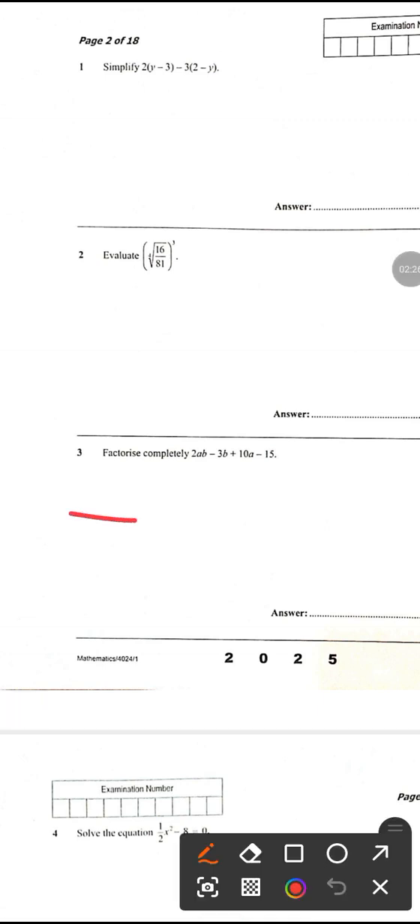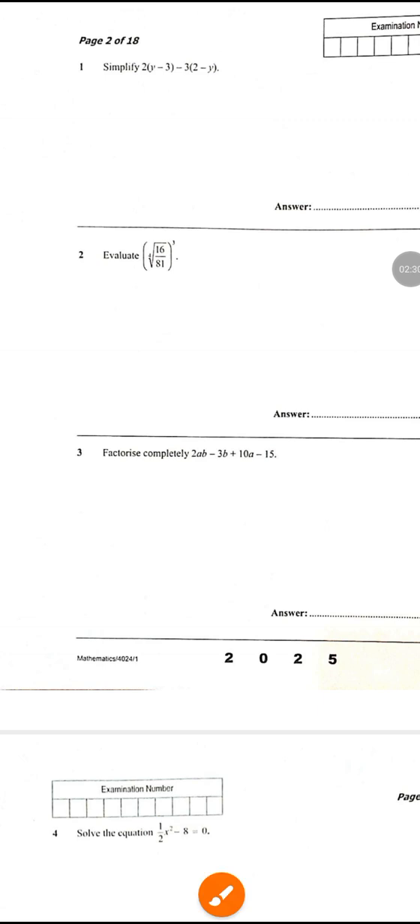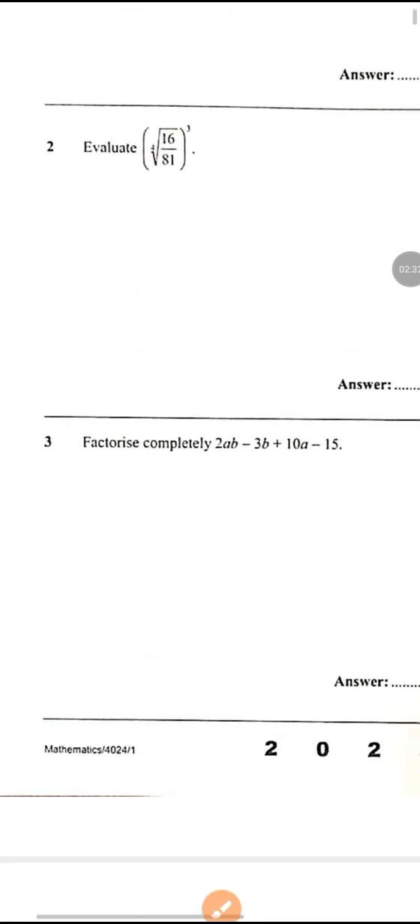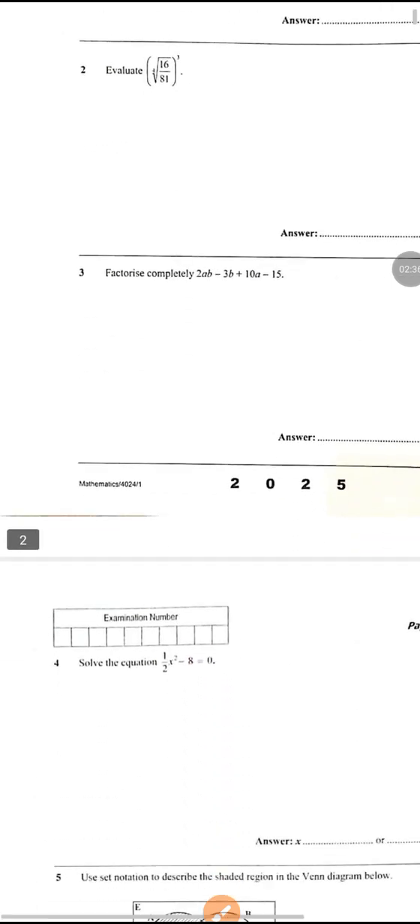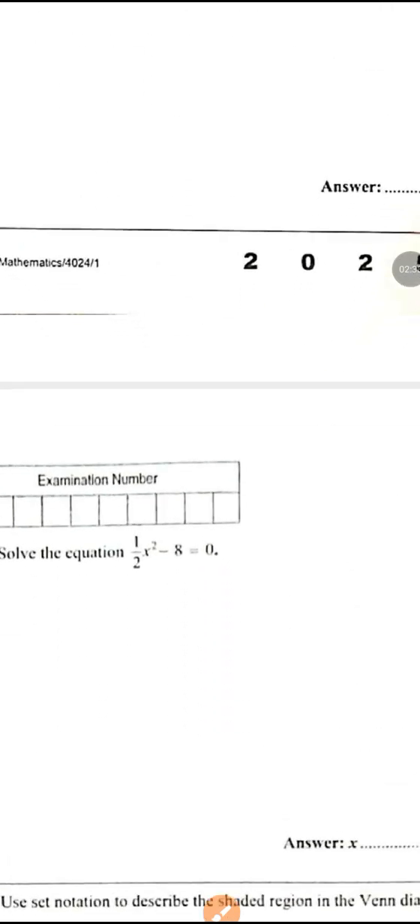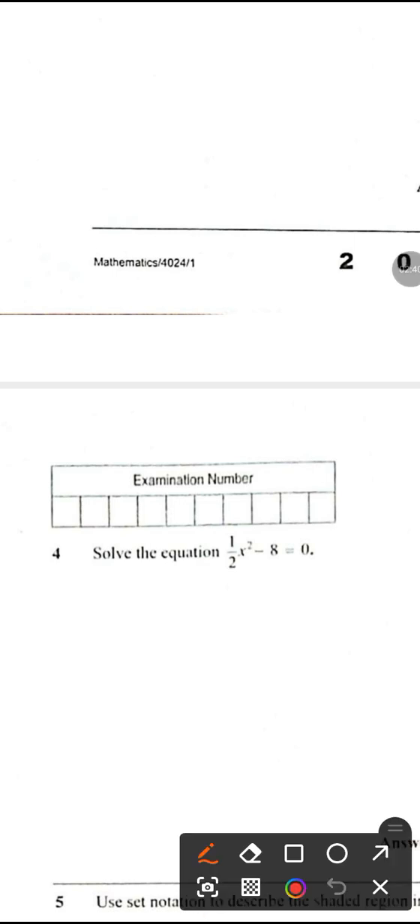This is question 3, asking us to factorize completely. As you can see, these are common questions, and you need to go through them thoroughly. All right, so we're having this question as our question 4, asking us to solve this given equation. Okay, we're having 1/2 x squared minus 8 is equal to 0.